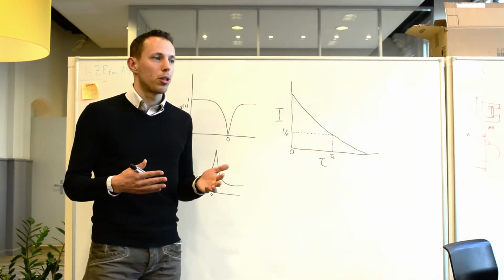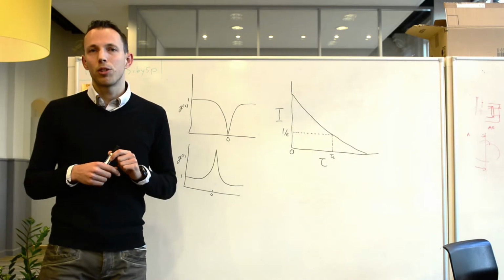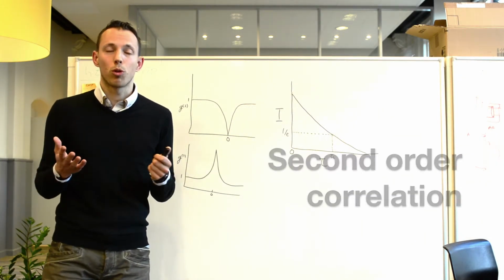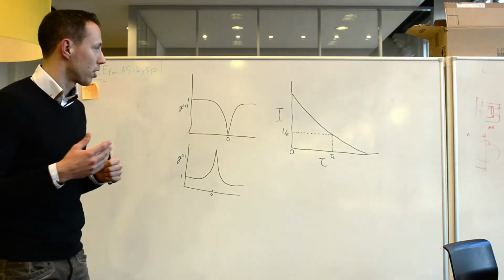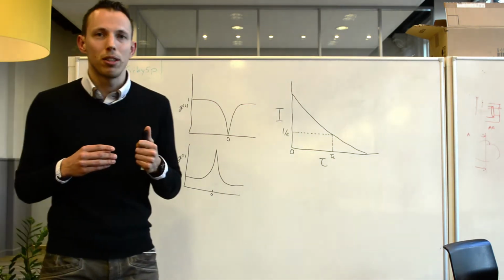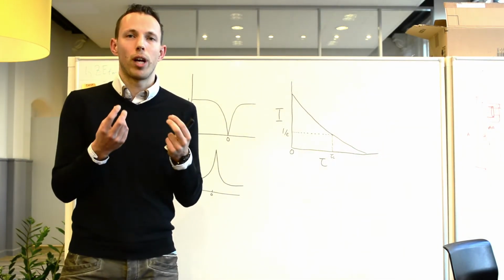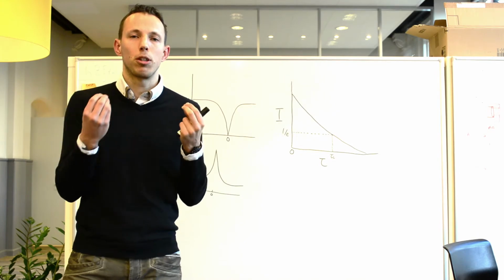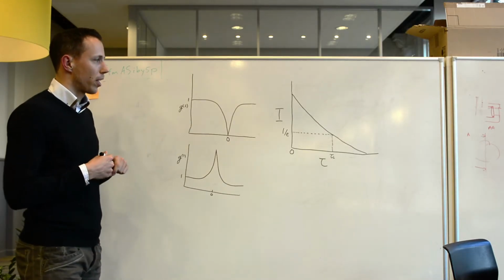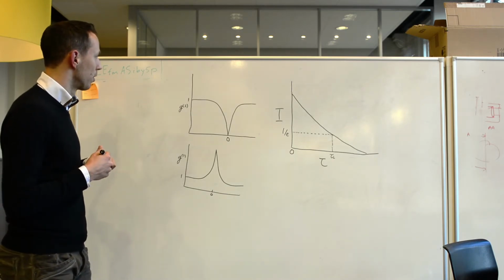Another approach you can take is to see how the light is distributed in time. For that you can look at the G2 function, or the second order correlation function as it is known in physics. And this essentially describes the probability of seeing more than one photon at the same time, or the probability of seeing photons at the same time.